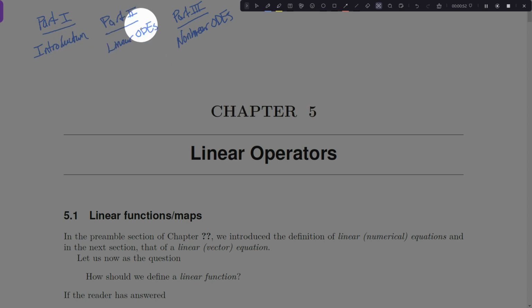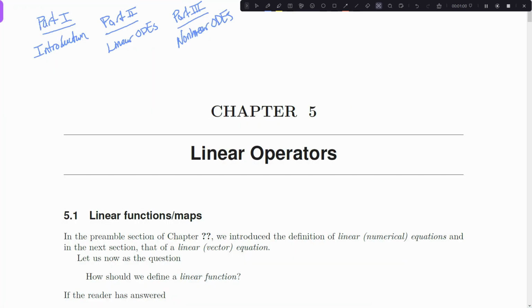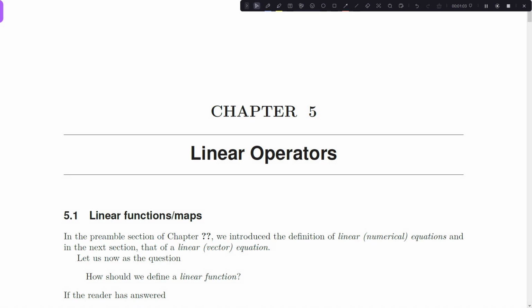So chapter 5 starts part 2, and you can see very quickly why it says linear ODEs when we start with linear operators here. So congratulations for making your way into part 2 of the book. We're going to start this chapter. This is actually a very short chapter. This is the only video on the chapter.